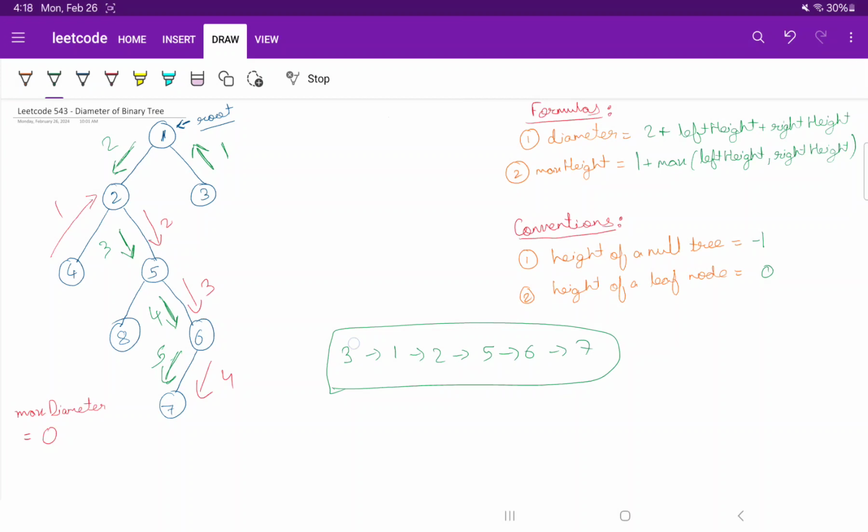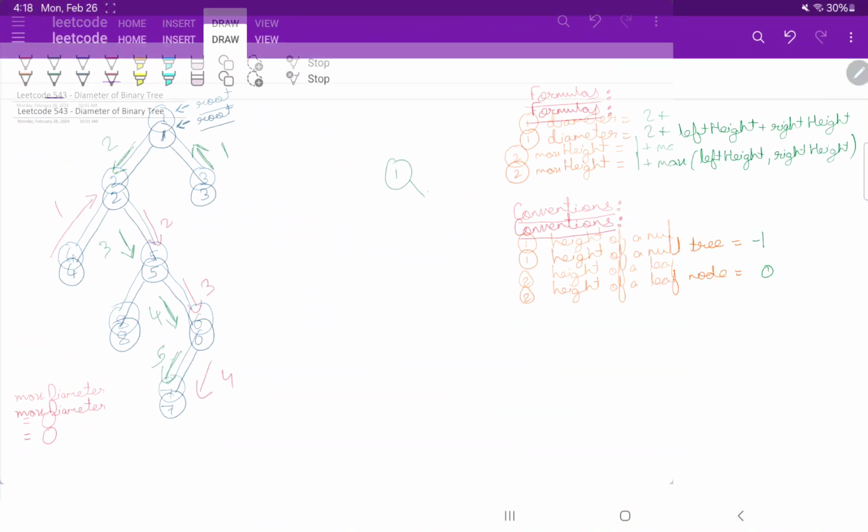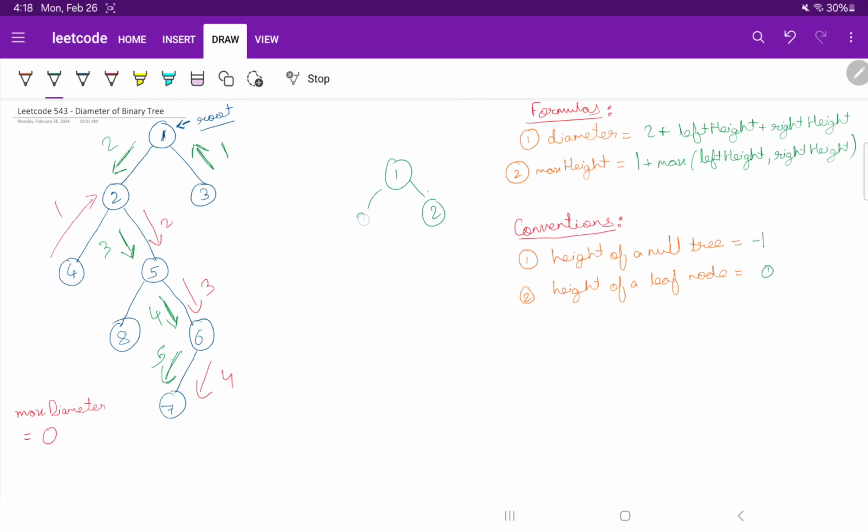So now let's consider another example to exactly understand whether the diameter will always pass through the root or not. So let's say this is the tree that we have. Sorry, my bad. 1, 2, 3, 4, 5, 6, 7, 8, 9, 10. Now in this, if we carefully analyze, the diameter of the tree, the longest path between any two nodes, is actually this path.